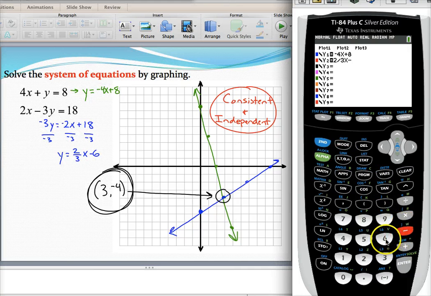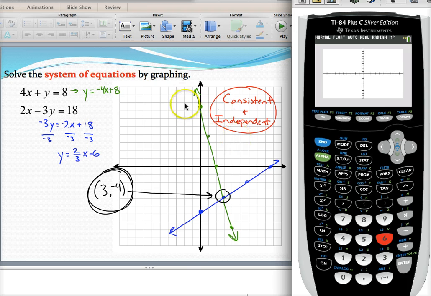Okay, if you have a different window, like if you've changed your window, I would just recommend pressing zoom and then 6 to reset it to a 10 by 10. Otherwise, just hit graph if your window's already set up correctly. And we should see what we graphed by hand over here on the calculator. There's one line, and there's the second line, different colors, but yep, looks just like what we got. We can estimate that it does appear to be 3, negative 4, but here's how you're going to find it more accurately.